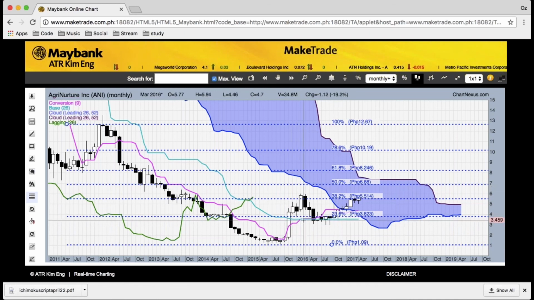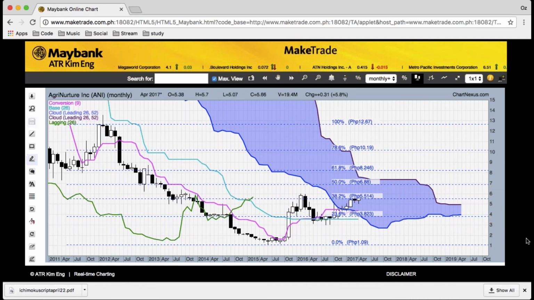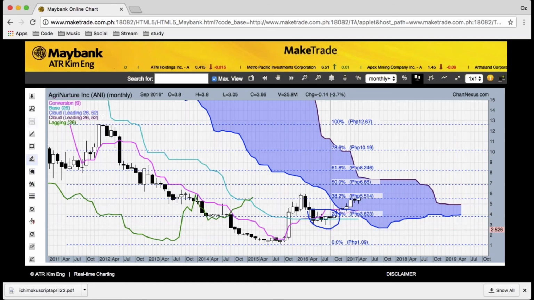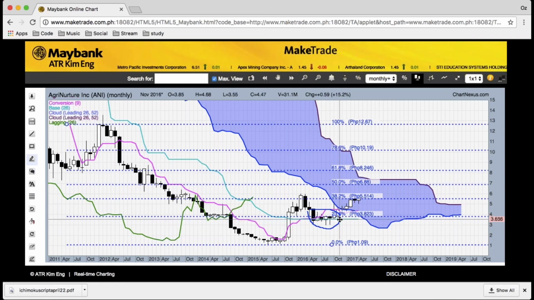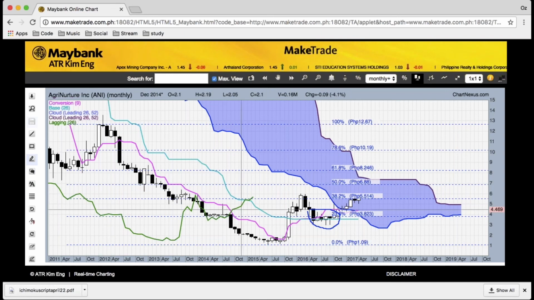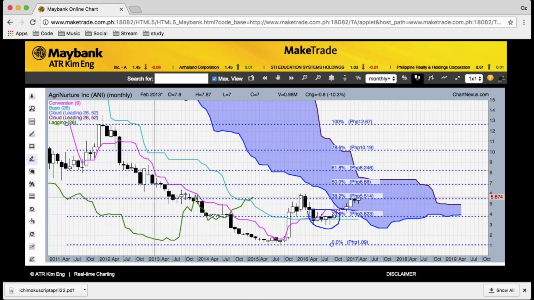Look at this area here. There are several candlesticks at that area because that is a strong support. A confluence between the 23.6 Fibo and the Kijun-sen and Tenkan-sen monthly. So right now, Annie is above the 38.2% level.